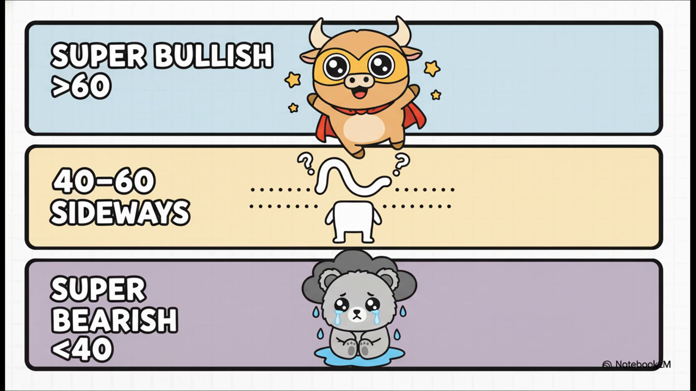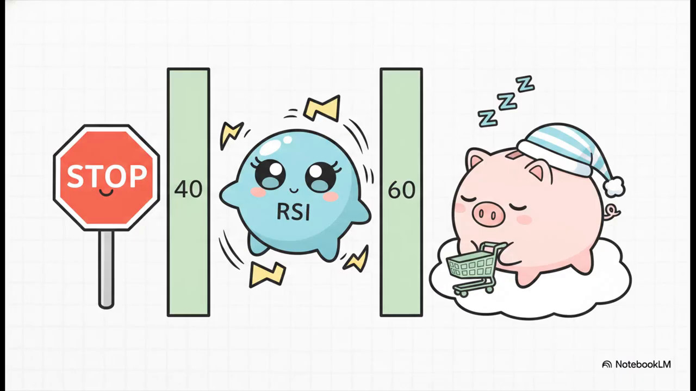If it's bouncing around between 40 and 70, you're in a standard bullish trend. But if the RSI is trapped between 30 and 60, well, the bears are driving the bus. And if it's struggling to even peak above 40, that's your super bearish zone. Reframing it this way just gives you such a better, more accurate pulse on what the market is actually trying to do.